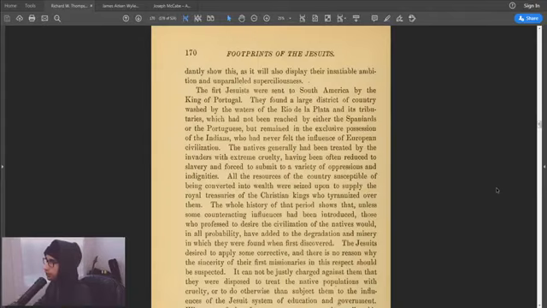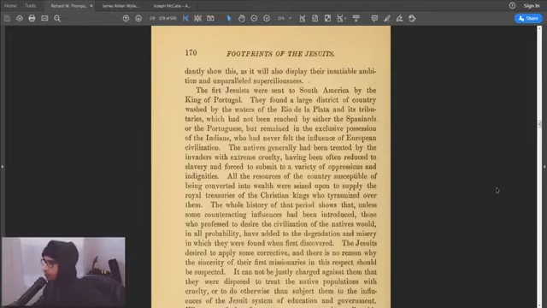The first Jesuits were sent to South America by the King of Portugal. They found a large district of country washed by the waters of Rio de la Plata and its tributaries, which had not been reached by either the Spaniards or the Portuguese, but remained in the exclusive possession of the Indians, who had never felt the influence of European civilization. The natives generally had been treated by the invaders with extreme cruelty, having been often reduced to slavery and forced to submit to a variety of oppressions and indignities. All the resources of the country susceptible of being converted into wealth were seized upon to supply the royal treasuries of the Catholic kings who tyrannized over them.